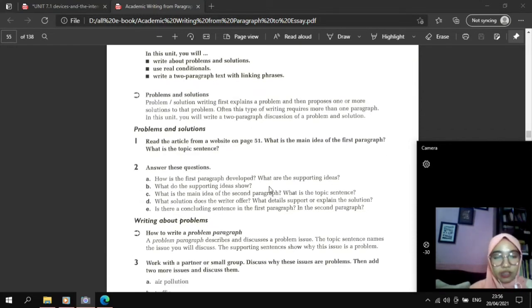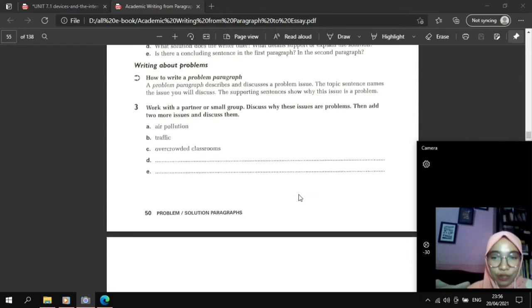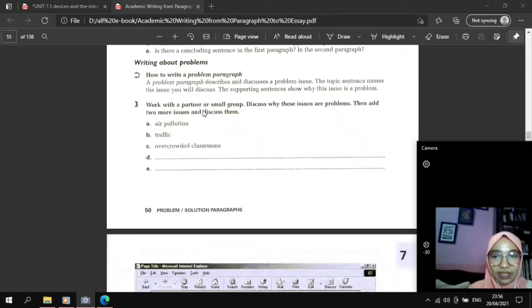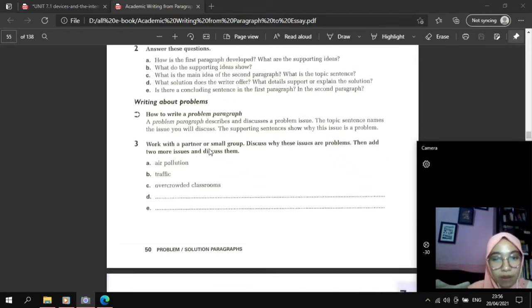But before starting to write again, I give you a gap, I give you time to rest from writing. But I want you to discuss. Here, what we will do is work with a partner or a small group. So I want you to make a group consisting of 3 people. Please choose your own friends, and then discuss the issues: why these issues are problems. Then add 2 more issues and discuss them.